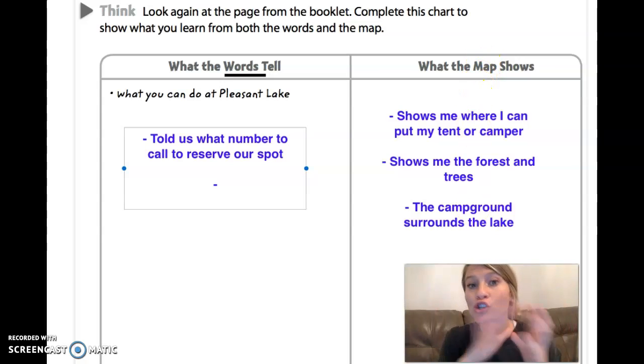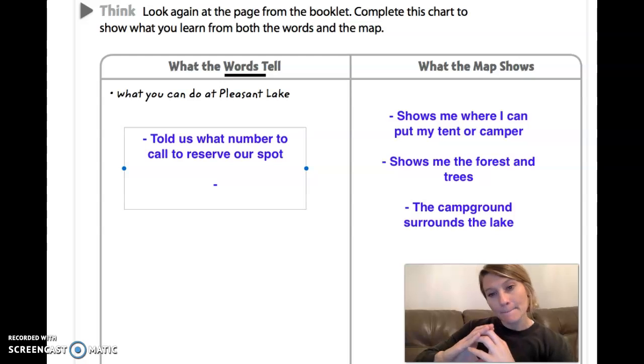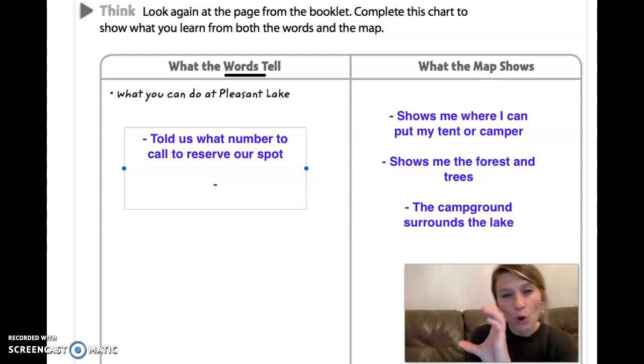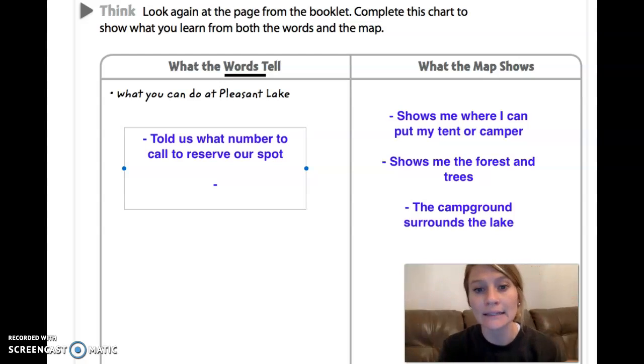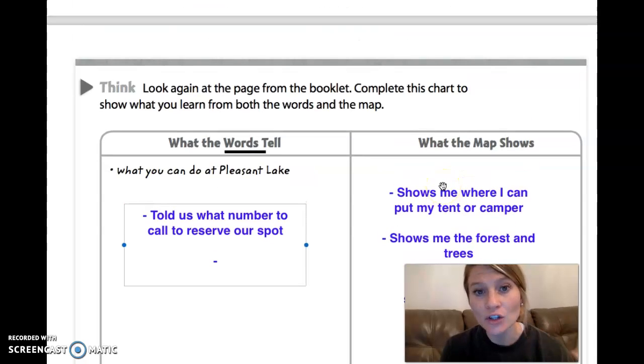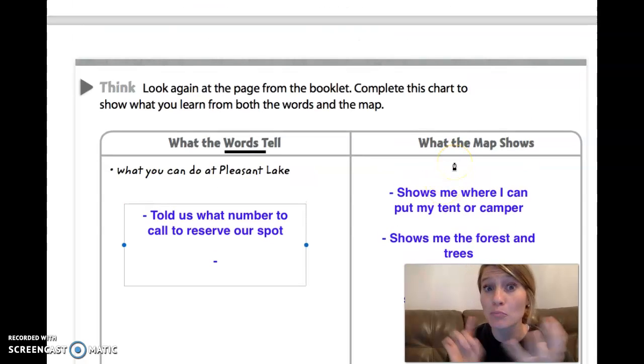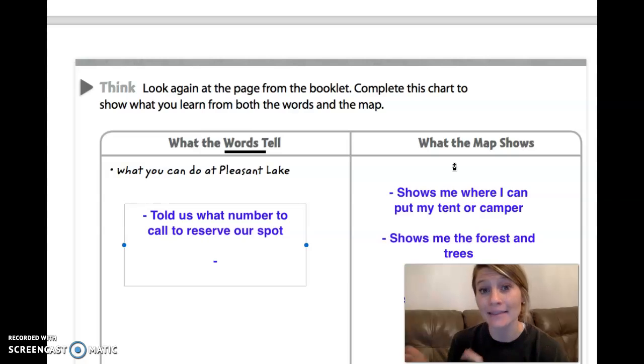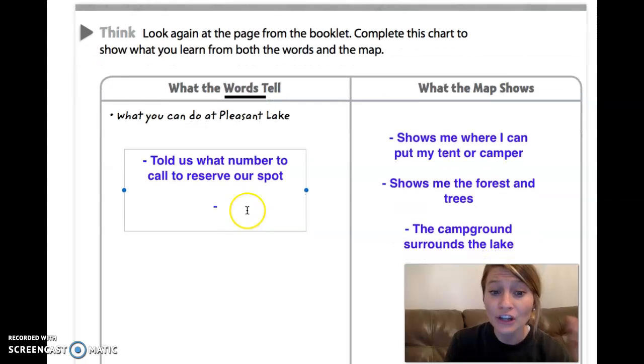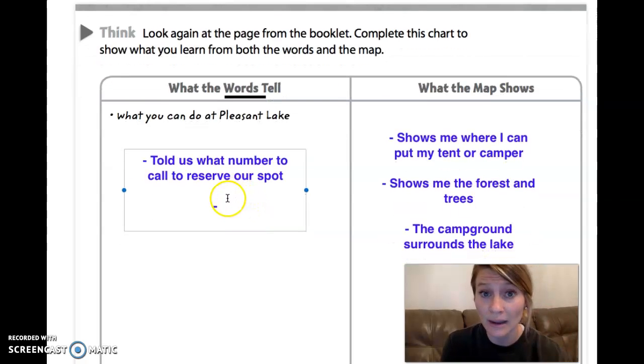The map shows us. It shows us the lake in the middle. It shows us the forest. What does the writing tell you? So remember, as good readers, we have to look at both the text and the map. We can't ignore the map because the map can show us some really cool things, like all this good stuff here. And the words can tell us some really important information too. I want you to finish what else the words tell you about. Come up with 2 more things the words tell you.